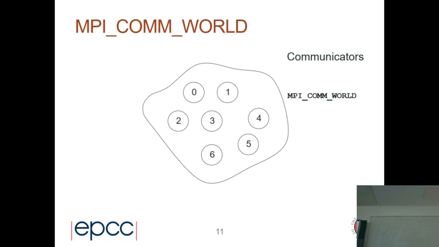Now, we're not going to use that functionality early on, at least, and so there's a predefined communicator called MPI_COMM_WORLD, which includes everybody. So if you ever see an MPI routine which requires a communicator, which almost all of them do if it's doing communications, you just stick MPI_COMM_WORLD in. That means we've not split the machine up into pieces. It just means everyone can talk to everyone. Okay? So MPI_COMM_WORLD is a group of processes which contains all the processes.